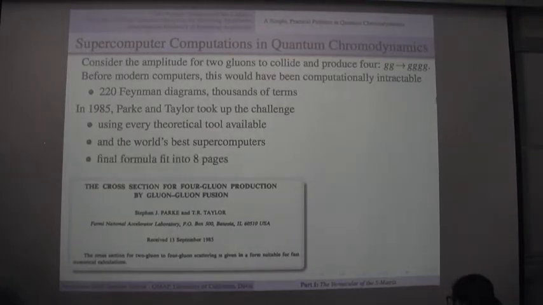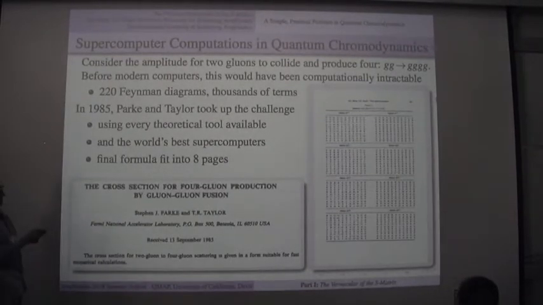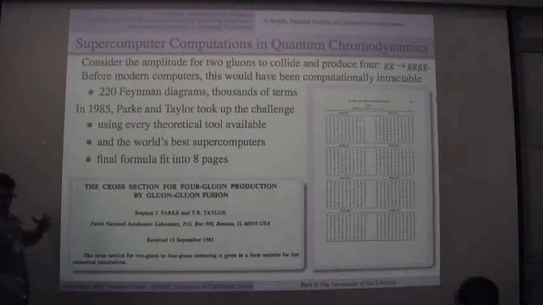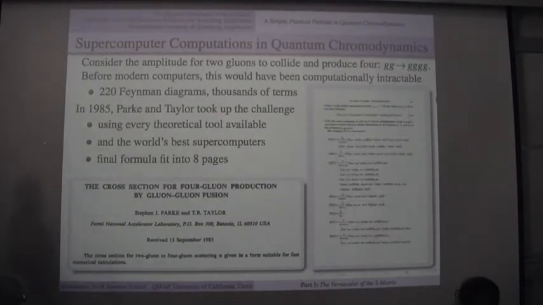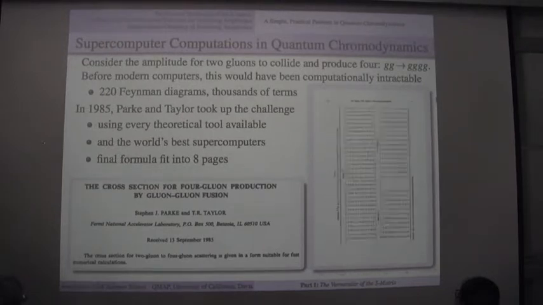So the formula, it was compact. You know, it's hundreds of Feynman diagrams, but they got it down to 8 pages. And the formula looks like this. Everybody should look at this in detail sometime. These are matrices of coefficients to simplify the result. Okay? And there it is. You'll notice that there's almost no words in this paper. It's just a big formula.